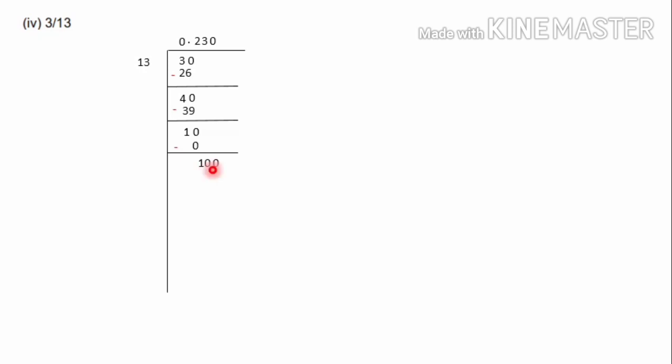Put one more 0. So 10 becomes 100. Approximately it will go 7 times. So 7 into 13, we will get the answer as 91. So let's subtract 91 from 100. We will get the answer as 9.